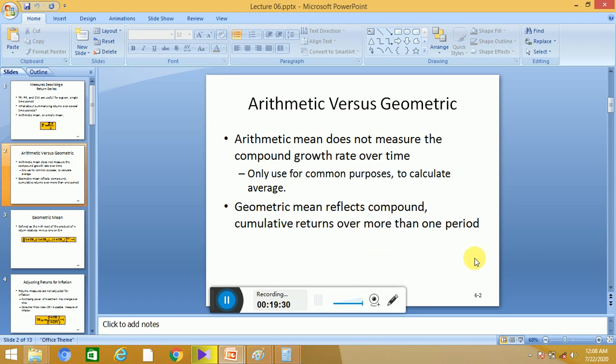Basically, in the next class, I will tell you about the difference between these two, which measure is a good measure and which measure is not a good measure. With the help of an example, I will tell you which measure is a good measure, arithmetic mean or geometric mean.